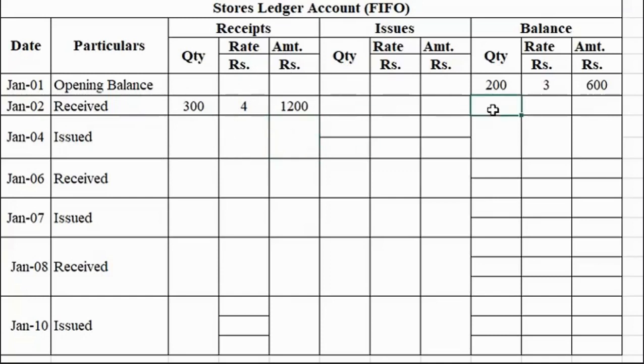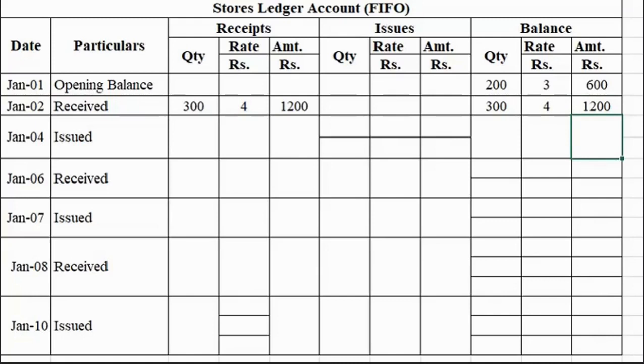Similarly, we will record the same in the balance. I have received in this month 300 units, which costs 4 rupees per unit. So 300 into 4, the total is 1200 rupees. Among these goods, on January 4th, they have asked me to issue 250 units.